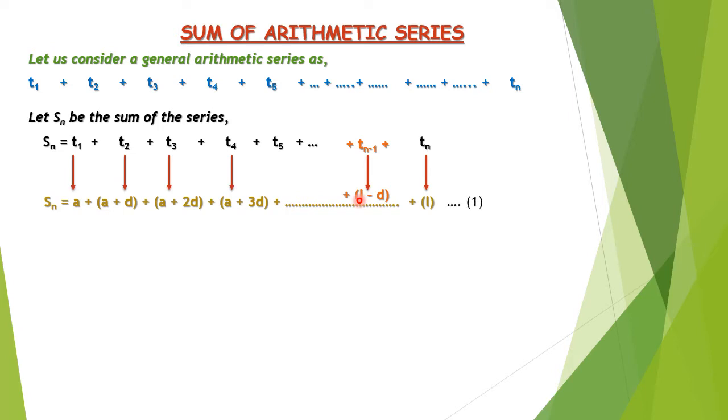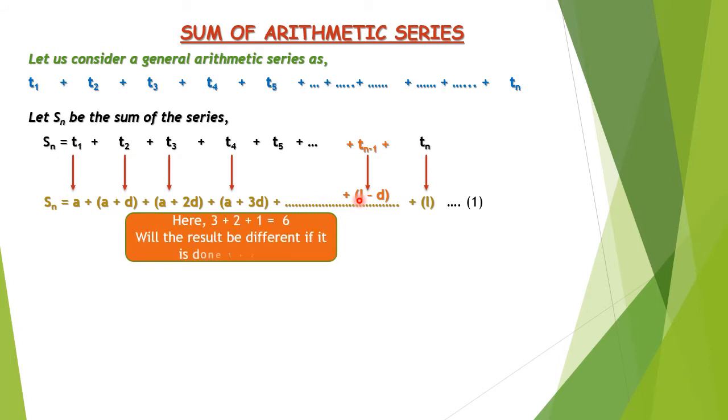Now there is one thing which we have to know. Here 3 plus 2 plus 1 is equal to 6. Will the result be different if it is done 1 plus 2 plus 3? As addition is commutative, we can add a plus b or b plus a, and the result will be the same. So there won't be any difference if we add 3 plus 2 plus 1, or 1 plus 2 plus 3, or 2 plus 1 plus 3. In any way we do it, the result won't be different.